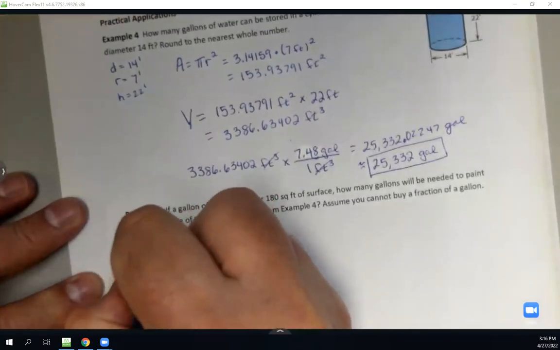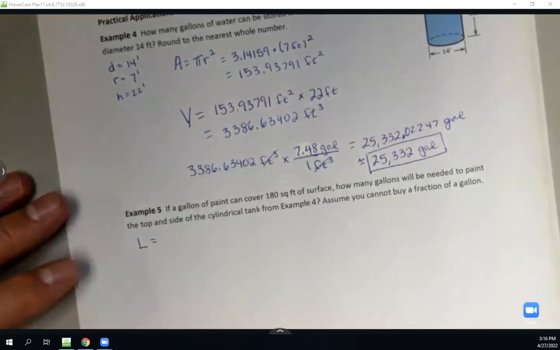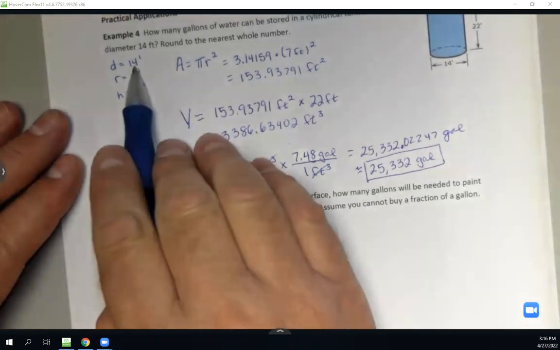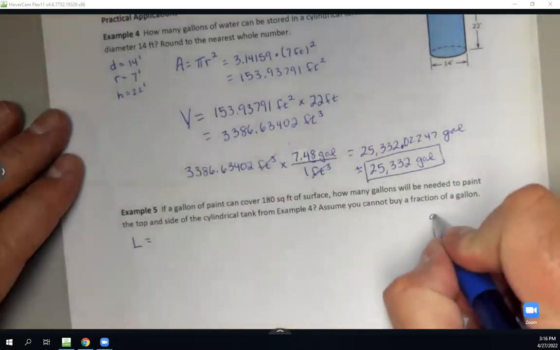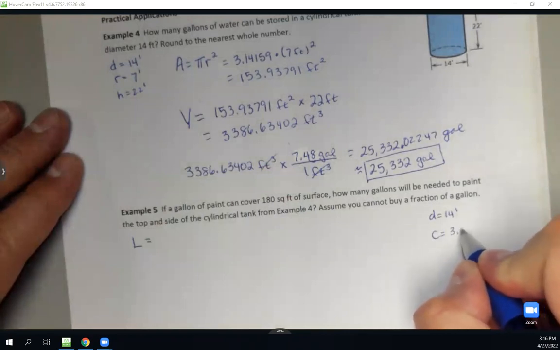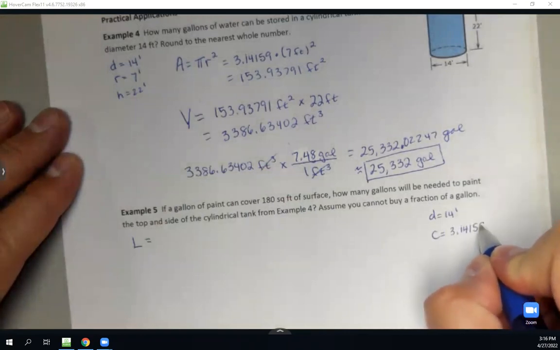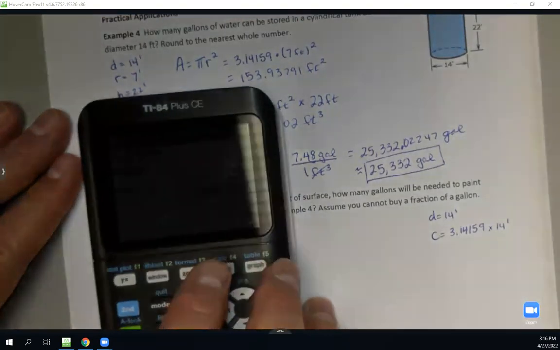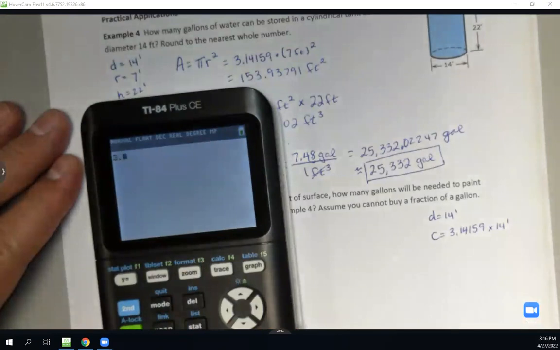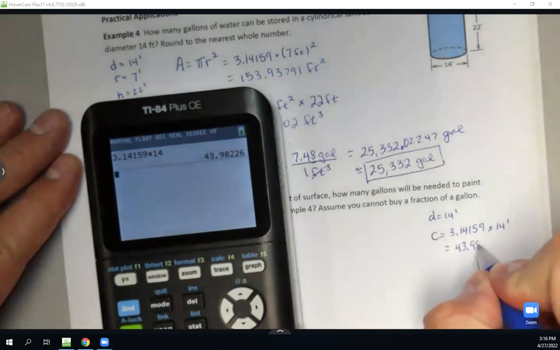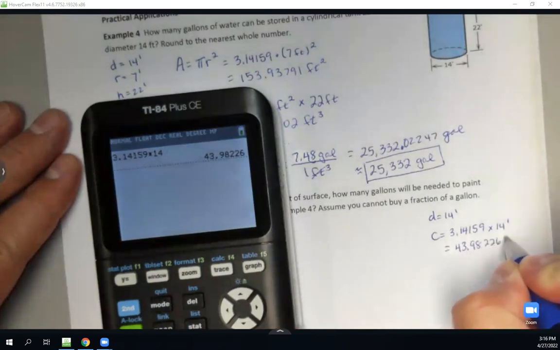So for the lateral surface area, I need to find the circumference of the circle. Well, I know the diameter is 14 feet. So that means the circumference is going to equal 3.14159 times 14 feet. 3.14159 times 14 is 43.98226 feet.